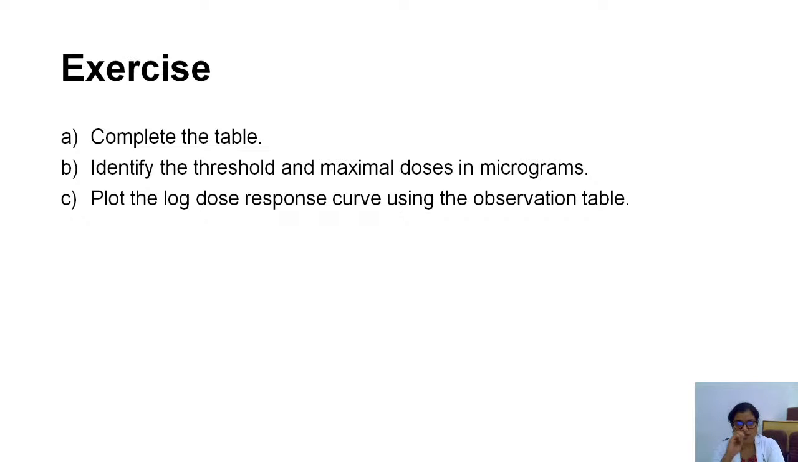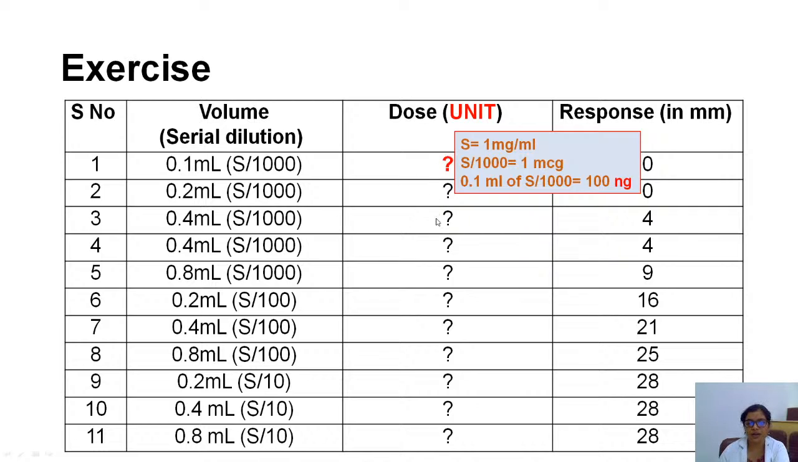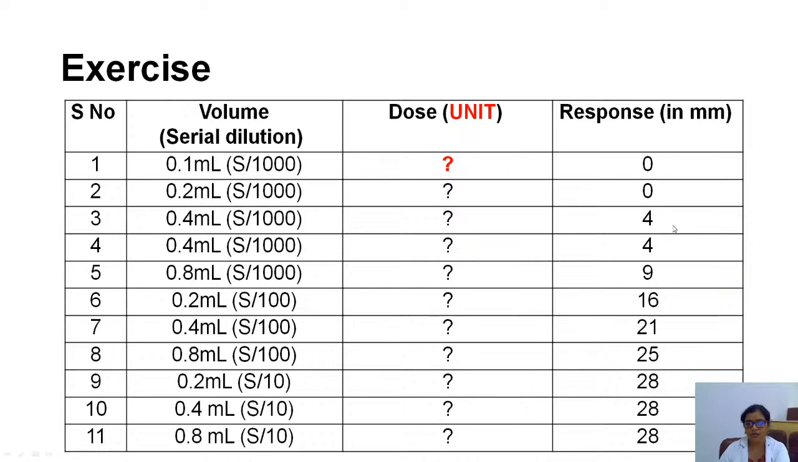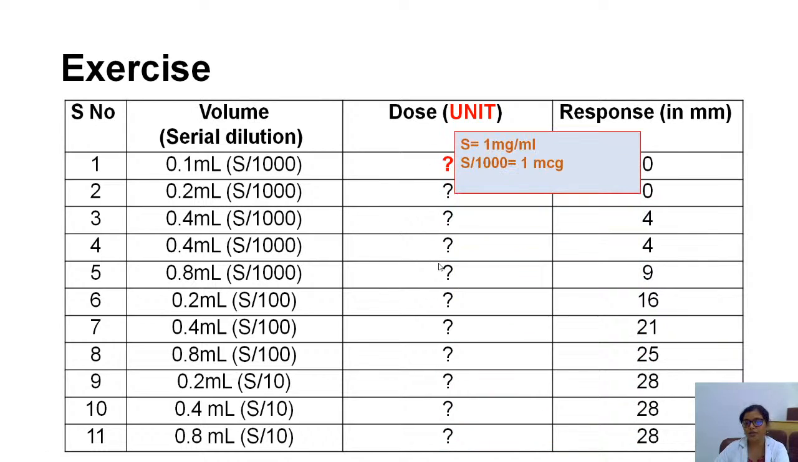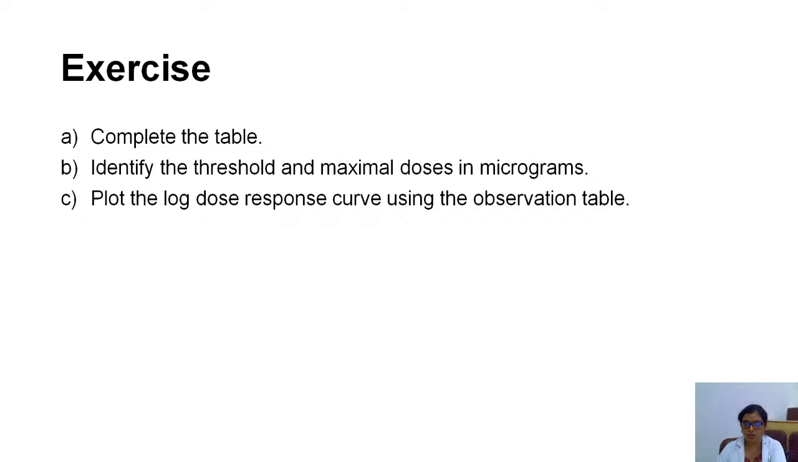Next, plot the log dose response curve using the observation table. Once you have filled the table, you can calculate the log of these values. What will be the log of 100? It will be 2, and similarly the log of 200 will be log 2 plus 2. We have already given you the values of log 2, log 4, log 8. You will have to calculate the log of all the values obtained and plot them on the x-axis, and the response, given here in millimeter, on the y-axis. That will give you your DRC. Here we are also asking the threshold and maximal dose in micrograms, so you have to convert from nanograms into micrograms. You will be asked a similar question, not exactly the same values, in a practical exam.